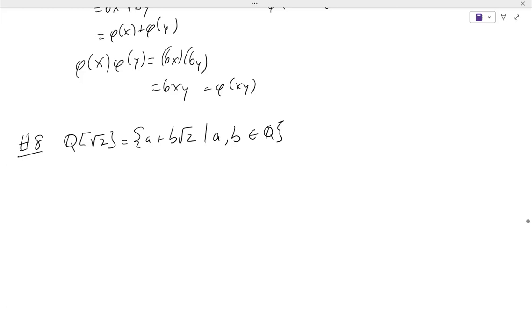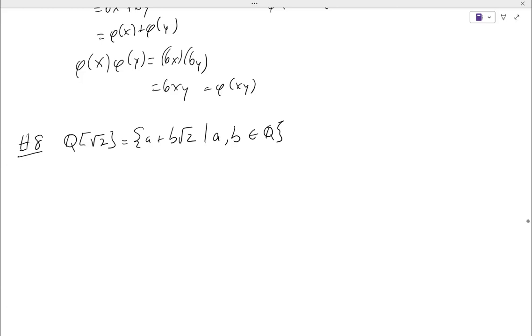Q adjoin root 2 also is a field. You can show that it's a field. It's a little bit more work, but it's not too bad. You have to use conjugate kind of ideas to get to it. But notice that it's properly bigger than Q, right? Square root of 2 is not rational, so this is a bigger thing. So Q would be a subfield of this.